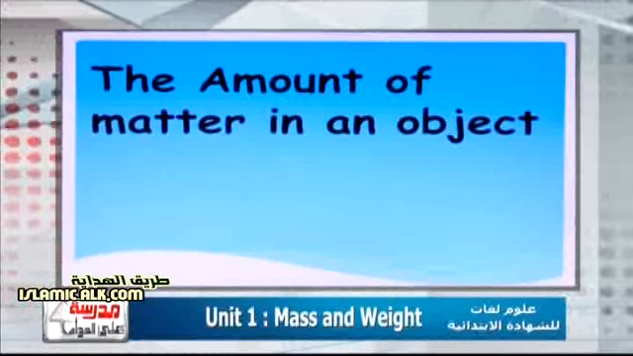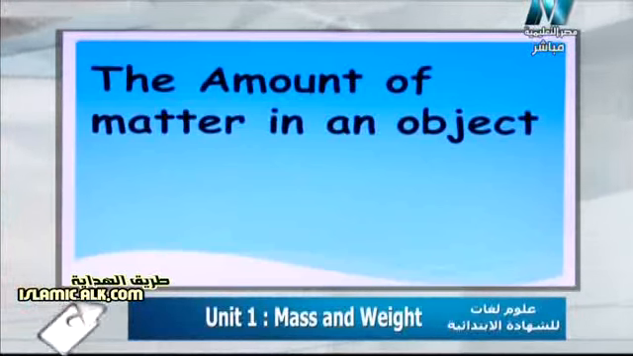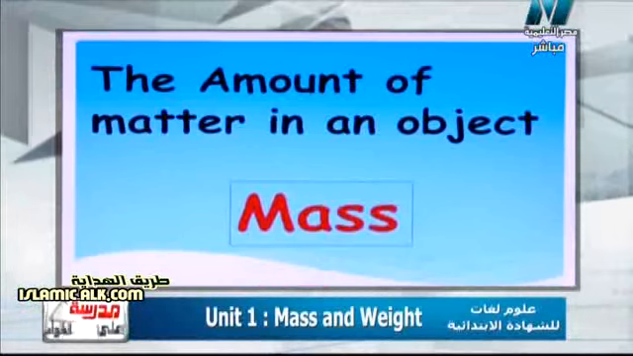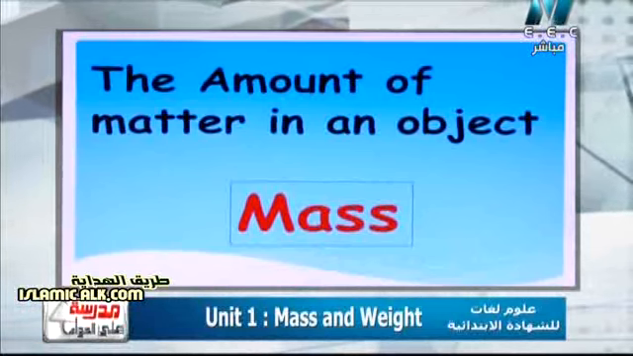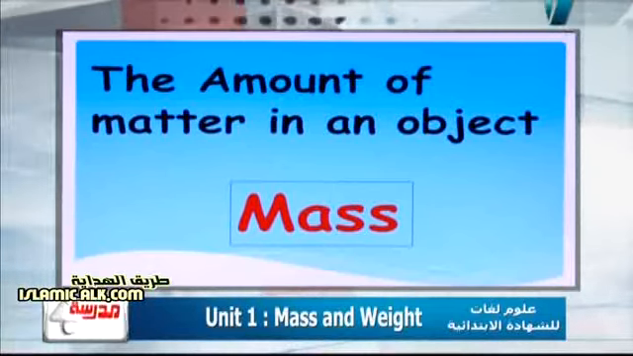So let's practice scientific terms together. Number one, the amount of matter in an object is the first definition which we have studied today. So it will be the mass. The amount of matter in an object is the mass.